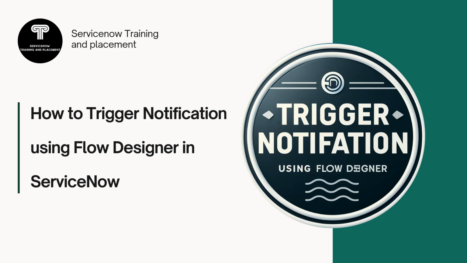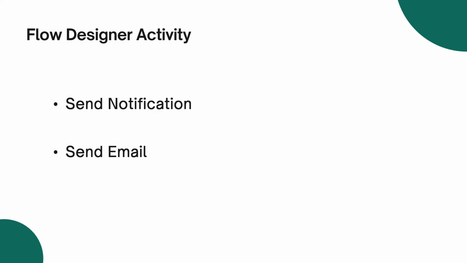Hey all, today we will discuss the third category on how to trigger a notification. Two we have already discussed, like the record updated or inserted and the event. To trigger a notification using flow designer, we can mainly use two activities from the flow designer. One is send notification and the other is send email. We can configure either one and send a notification.